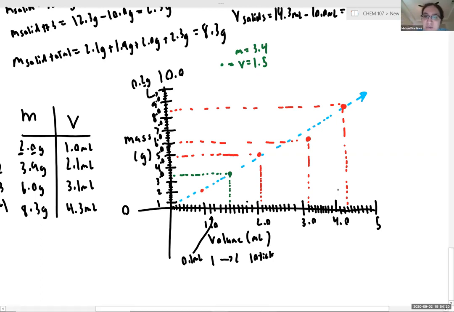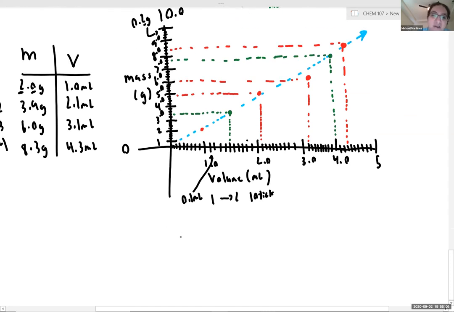Let's look at another data point. So these are points from your line that are not part of your original data set. So I see we have a mass of 4.0 milliliters, and then a mass of 7.8 grams.